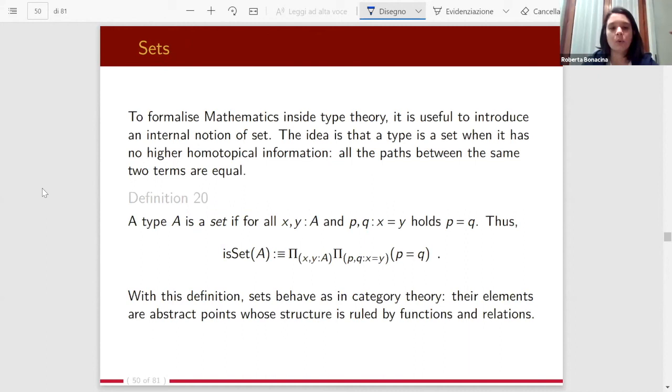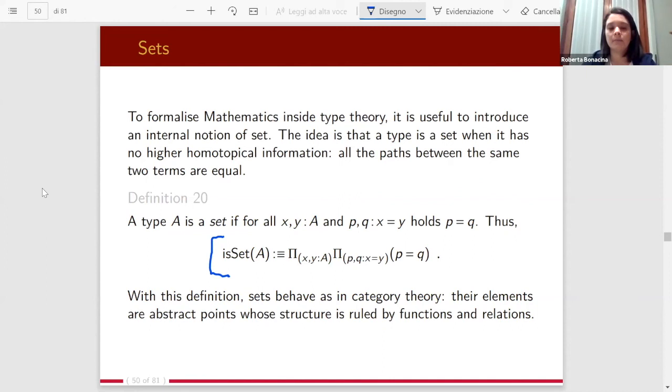to formalize mathematics in type theory, it is useful to introduce this notion. And here the idea is that a type is a set when it has no higher homotopical information. So all the paths between the same two terms are equal, which is a constraint on the, well, we have seen that in higher inductive types, we can introduce new terms at every degree of equality. With sets, we put a constraint on it. And we say that a type A is a set if for all terms x and y of A and paths P and Q from x to y, we have that P is equal to Q, which is what's formalized in this definition.